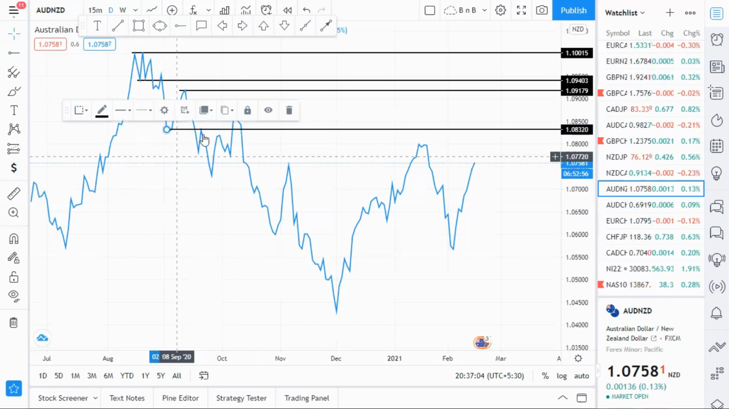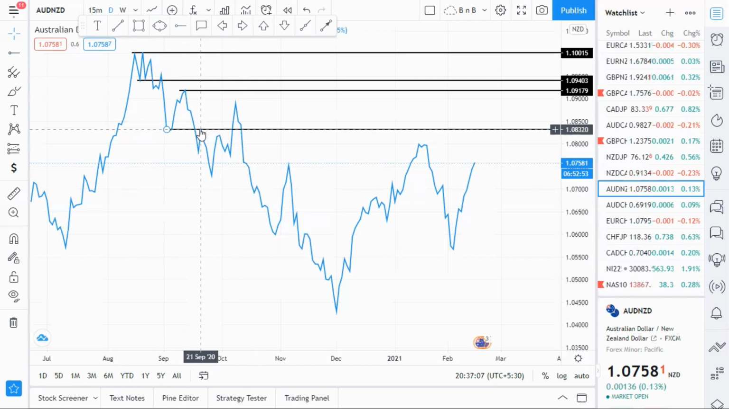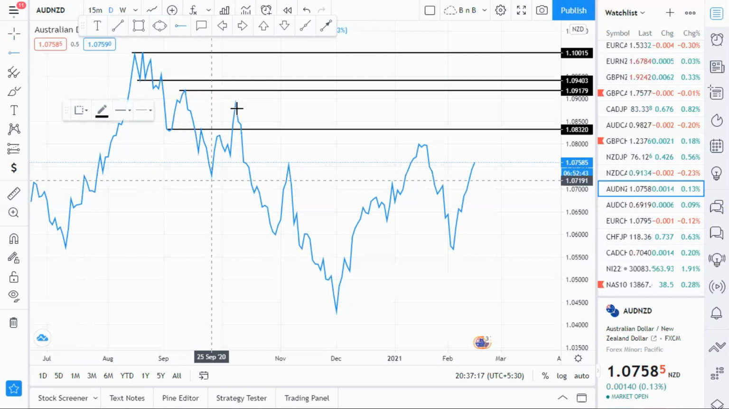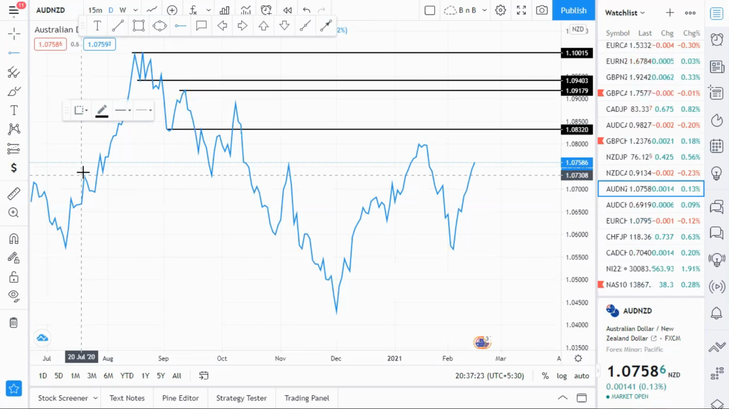You could have entered on break and retest at this point here, targeted a few pips till this point here. You can clearly see this point here turned from resistance to support, of which it rallied a few pips. This is a daily chart, you would have gotten some nice pips there.